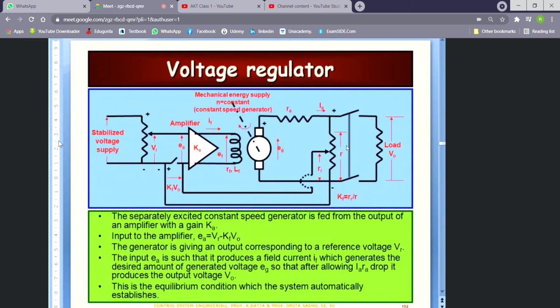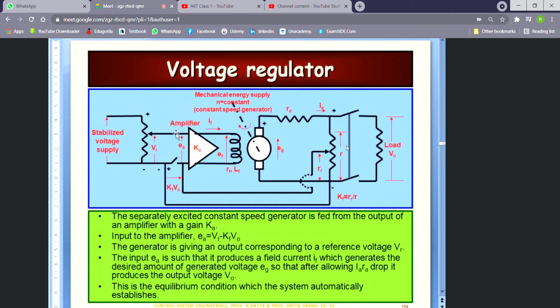So here, first of all, I've told you that there is a stabilized voltage supply, and here you find V suffix small r is the reference voltage. The pointer is pointing somewhere, and this is the reference side. You can see the negative and the positive signs over there. So, with reference to this point, this would be a voltage VR, that is the reference voltage which is being applied.